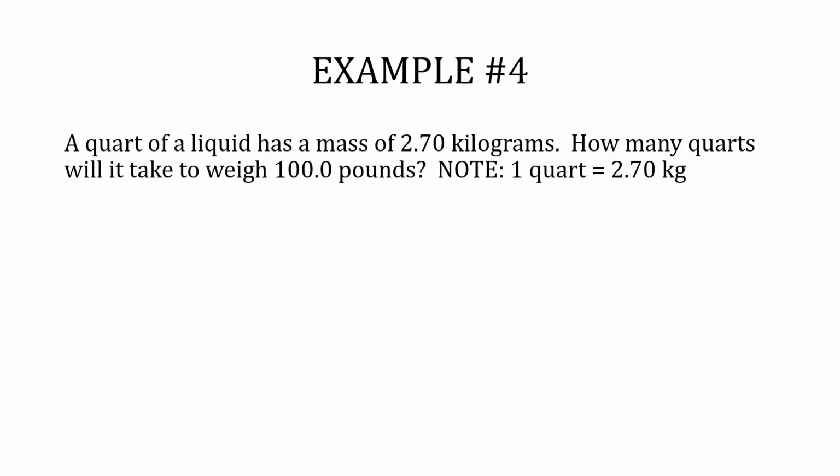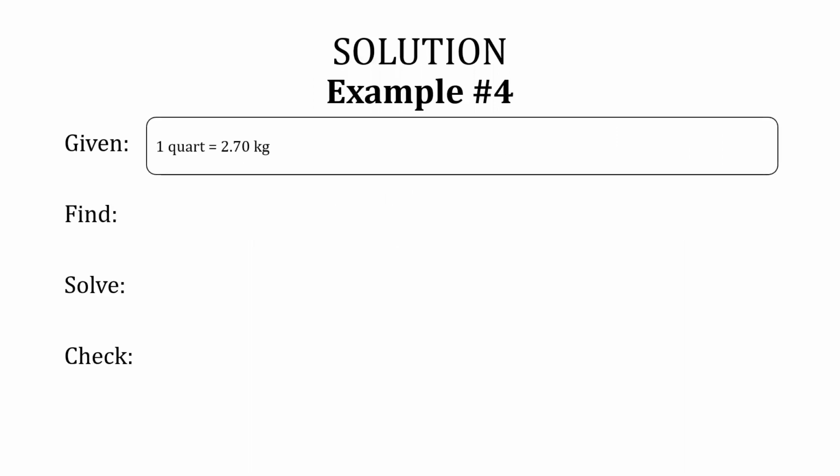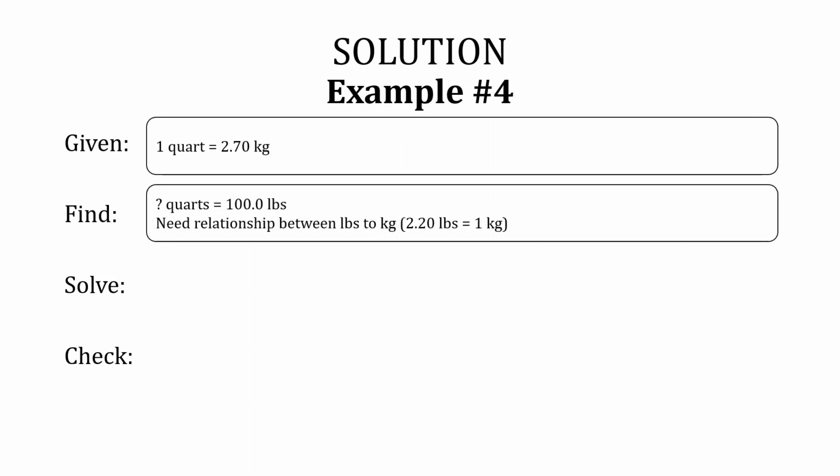Example 4 is, a quart of a liquid has a mass of 2.70 kilograms. How many quarts will it take to weigh 100 pounds? Note 1 quart equals 2.70 kg. It is given that 1 quart equals 2.70 kg. To find the volume in quarts equaling 100 pounds, it can be accomplished by finding the relationship between pounds and kilograms. It turns out that 2.20 pounds equals 1 kilogram.